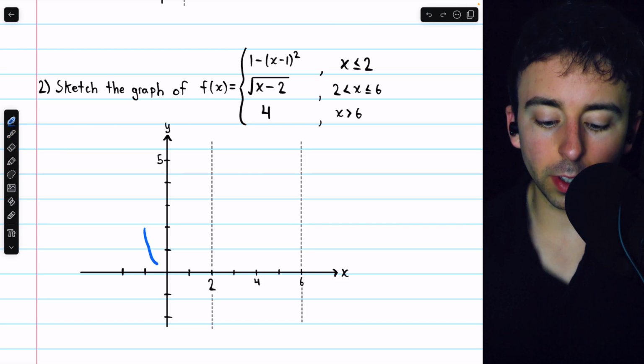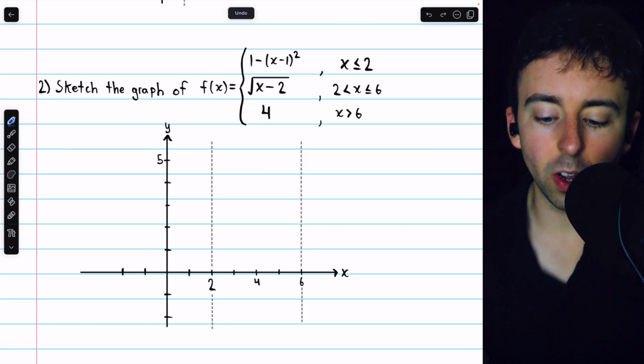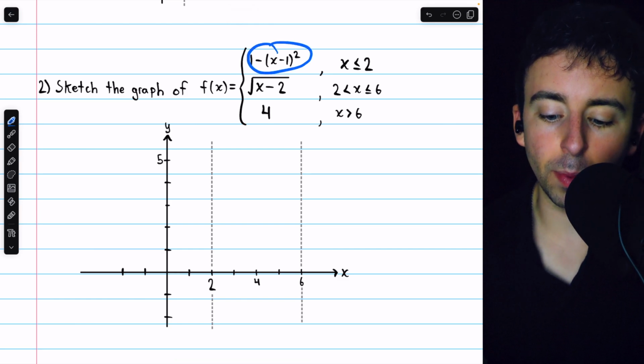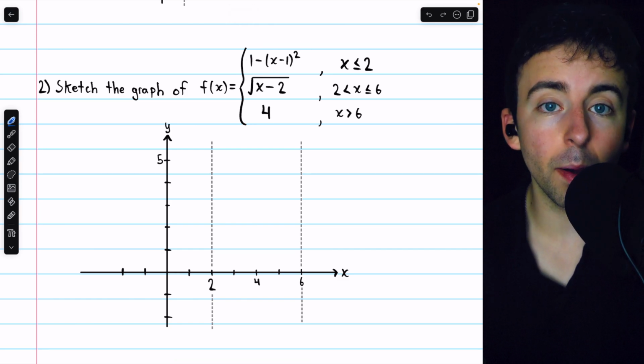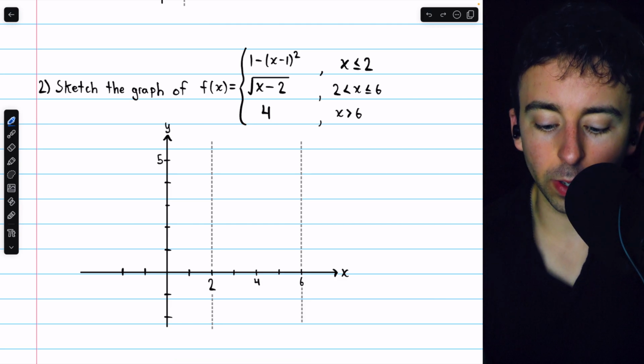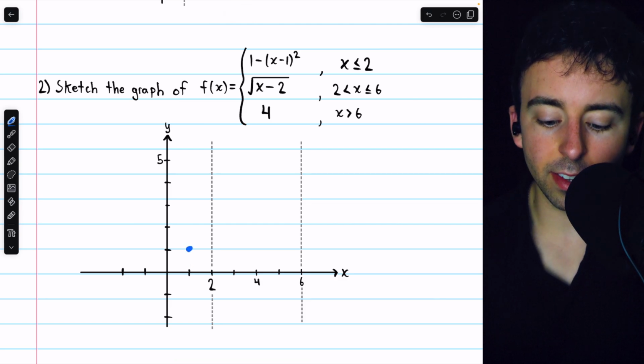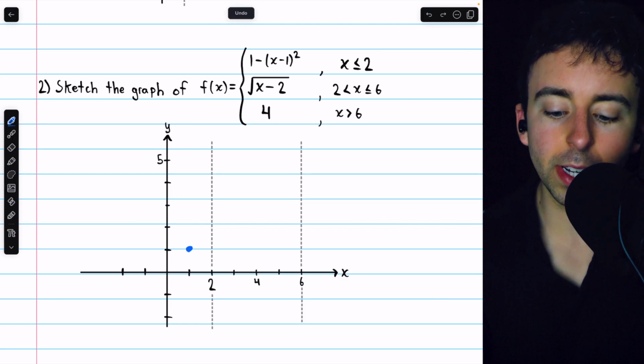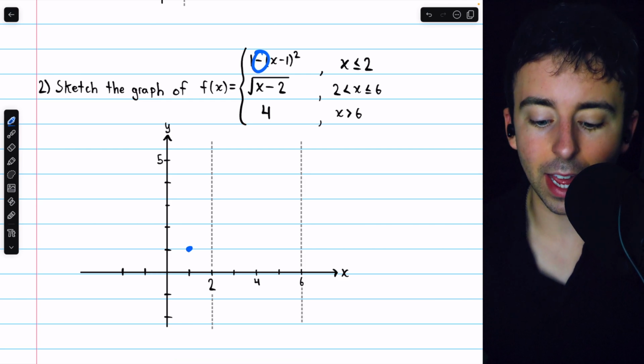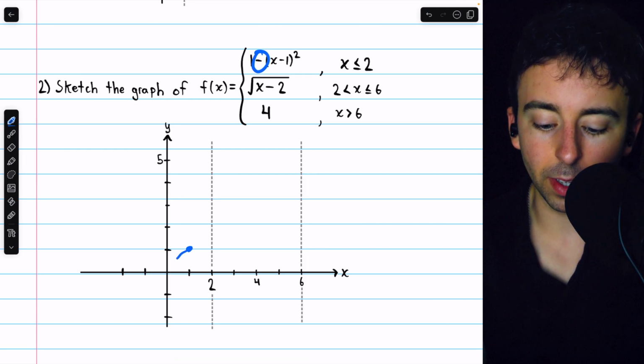So typically the vertex of y equals x squared would be at the origin, but because this guy has been shifted over 1 and up 1, the vertex is actually going to be right there. And then instead of opening upwards, it's going to open downwards because it's been hit by that negative factor. So it would look something like this.